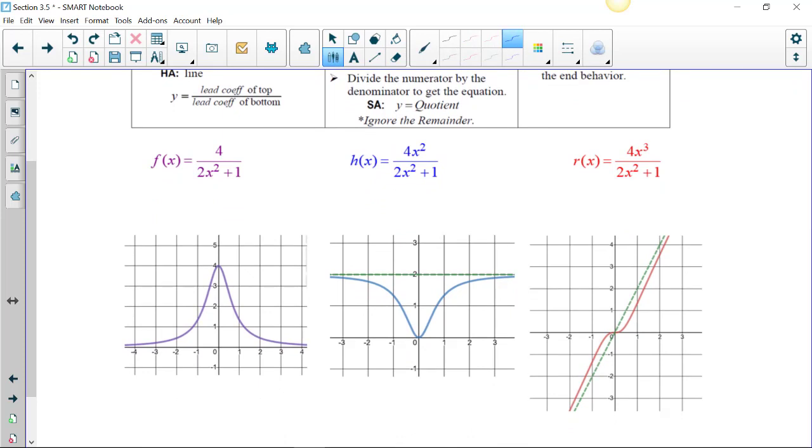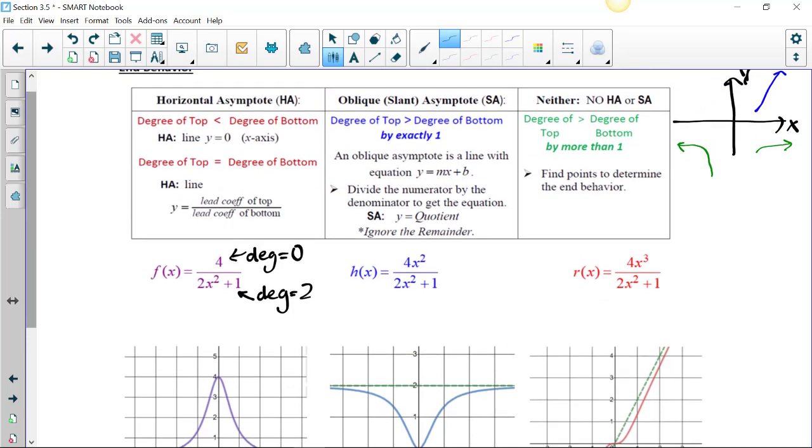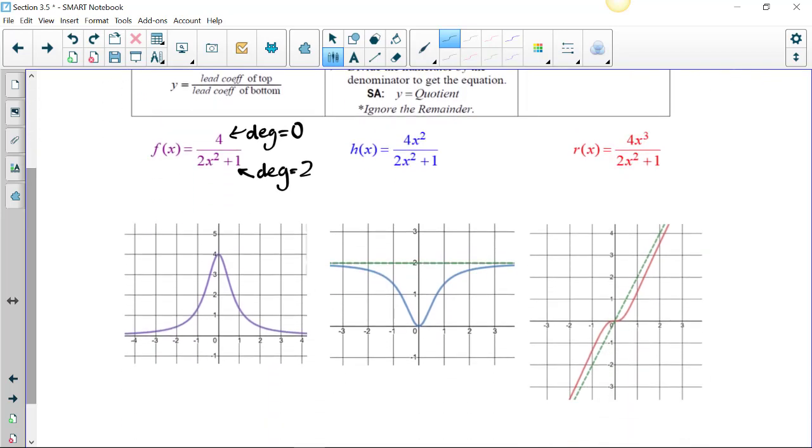Look at f. All right, what's the degree of the polynomial in the top? The top is a constant, 4, so the degree is 0. The polynomial in the bottom, the highest power on the variable is 2, so the degree is 2. So here, the top is less than the bottom. So what happens when the degree of the top is less than the degree of the bottom? It does have a horizontal asymptote. It is the line y equals 0, or the x-axis.